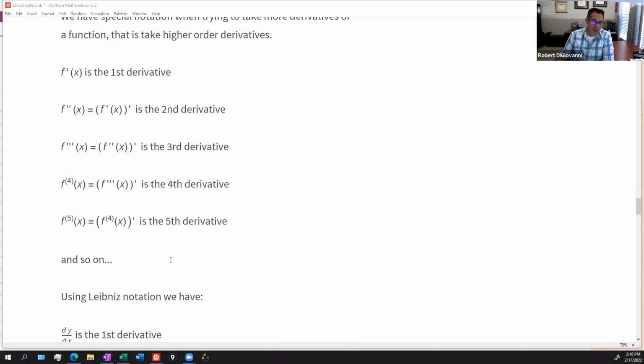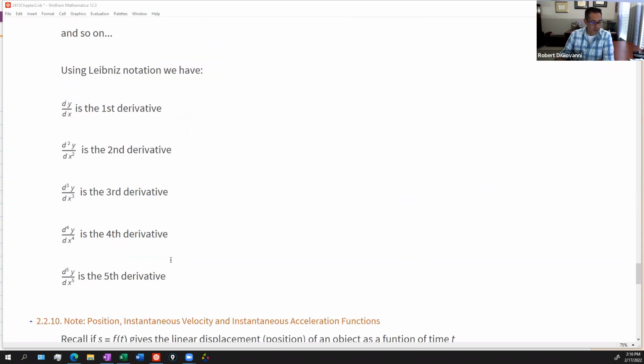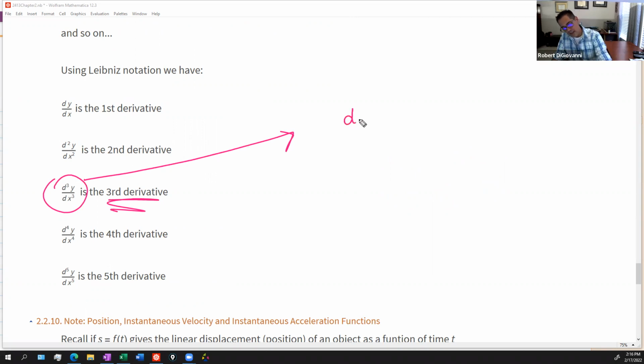Now, that's Newton's notation. Leibniz, if you want to do higher order derivatives in Leibniz notation, here's what they look like. And I'm just going to grab one of these and show you what it is. So if I wanted to do the third derivative, I'd write d3y over dx3. And that means the third derivative. Notice that the 3's are offset here, right? Like the first 3 is after the d, but the second 3 is after the x.